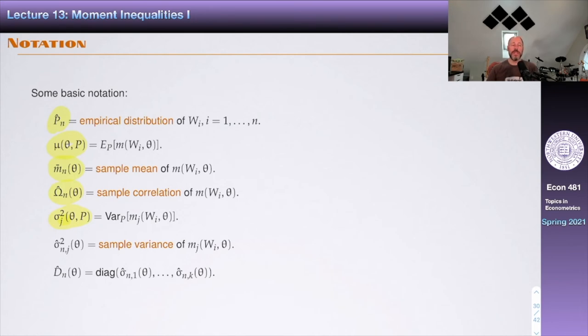We're going to have potentially many. Then we're going to have the sample analog of that, which are going to be sigma hat squared j. Up until now, you should remember all these objects because the notation is quite standard. The one that deviates perhaps from standard notation, and that we're going to use, is this D. D is a diagonal matrix, okay? So D hat n theta is a matrix that essentially looks like this.